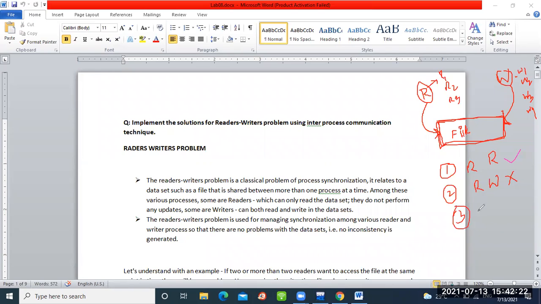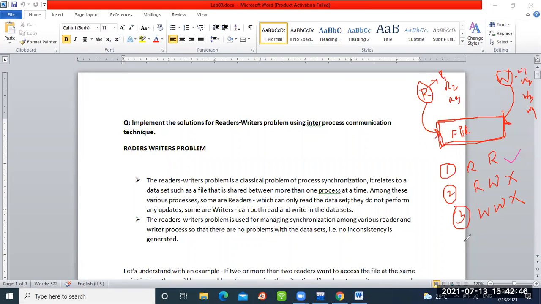Can I allow two writers simultaneously? Can we allow both of these together? Is it possible? No, again this is also not possible. Okay, if both of them are trying to update, so what will happen? Again, the data may not be consistent because both of them are trying to update.